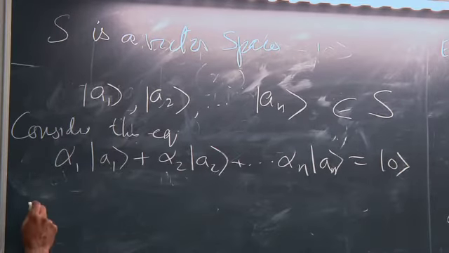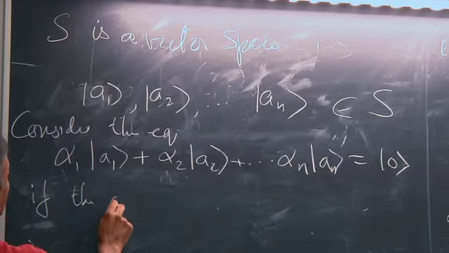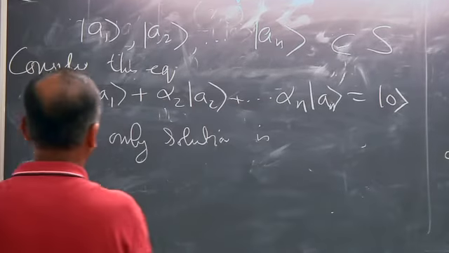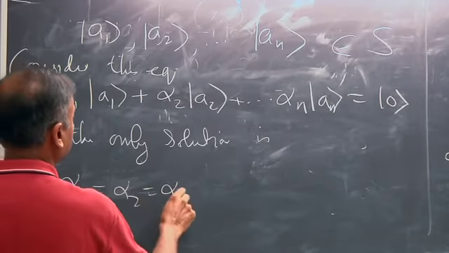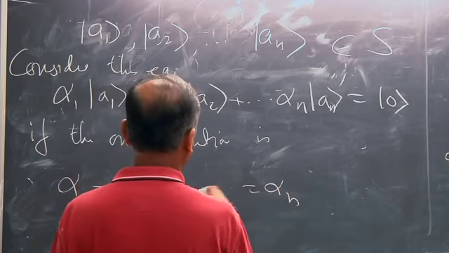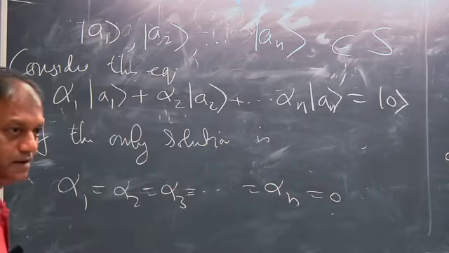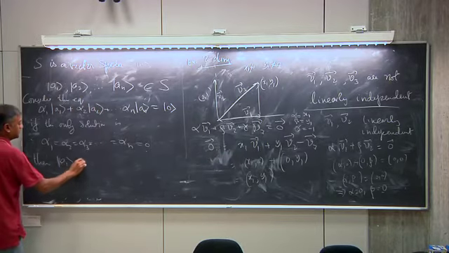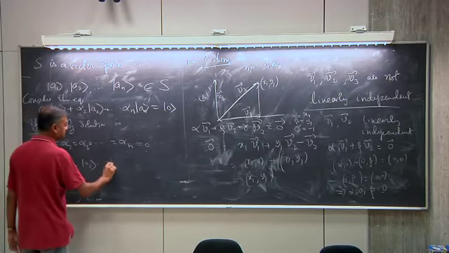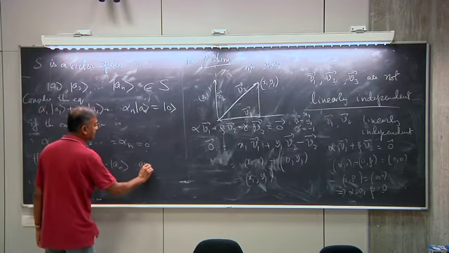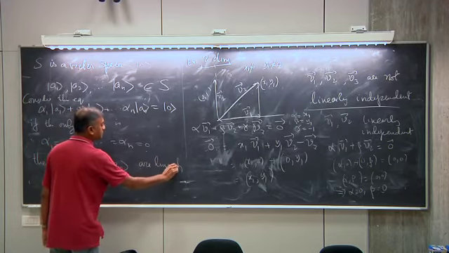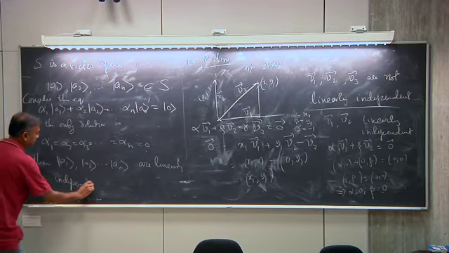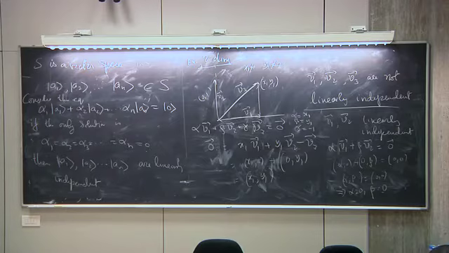So the statement is that if the only solution is all of them 0, alpha 1 equal to alpha 2 equal to alpha 3 equal to alpha n, all of them 0, then this set of n vectors A1, A2, up to An are linearly independent. Okay, so that's the definition of linear independence.